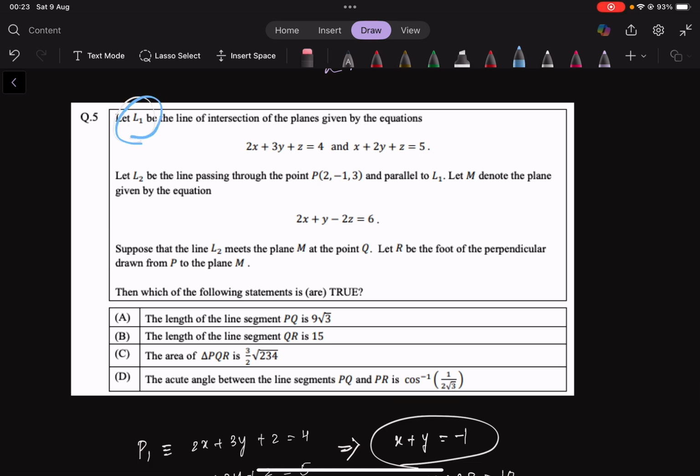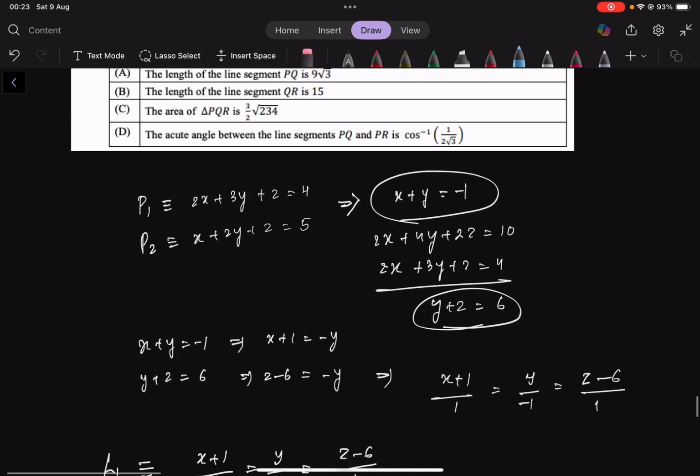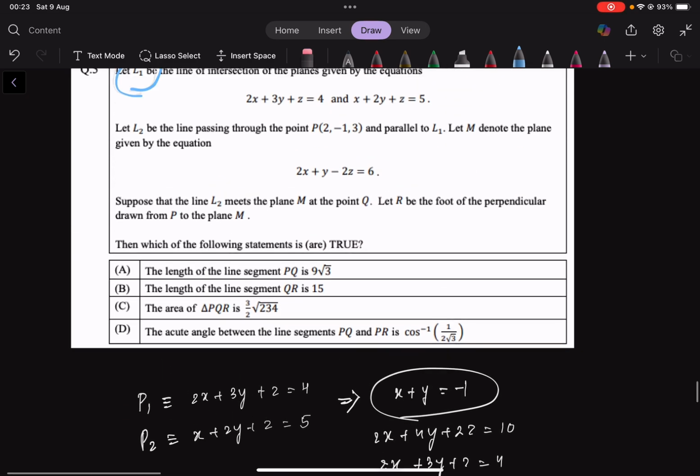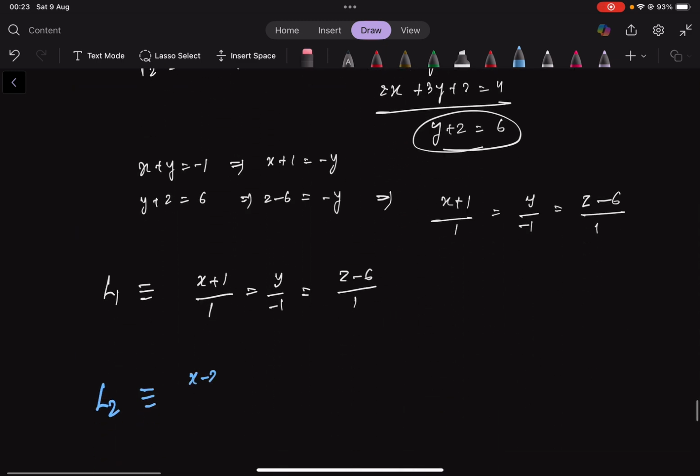Now line L2 is passing through point P (2, minus 1, 3) and it is parallel to L1. So the direction ratios will be the same, just 1, minus 1 and 1. Since it is passing through 2, minus 1, 3, L2 will be (x minus 2) by 1 is equal to (y plus 1) by minus 1 is equal to (z minus 3) by 1.